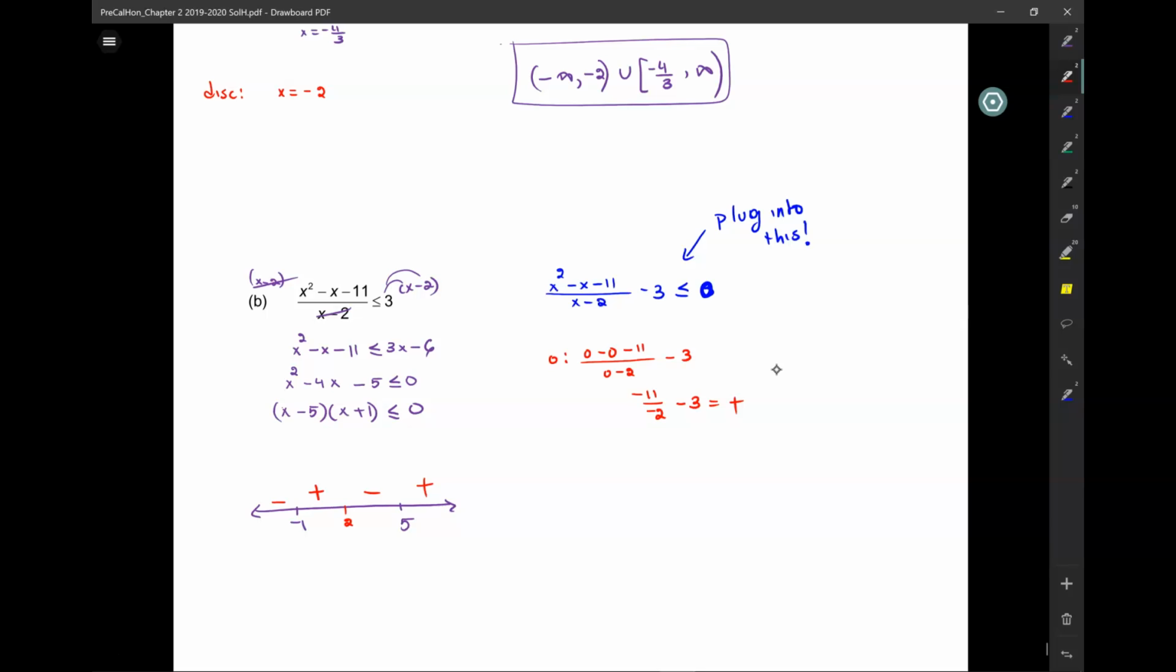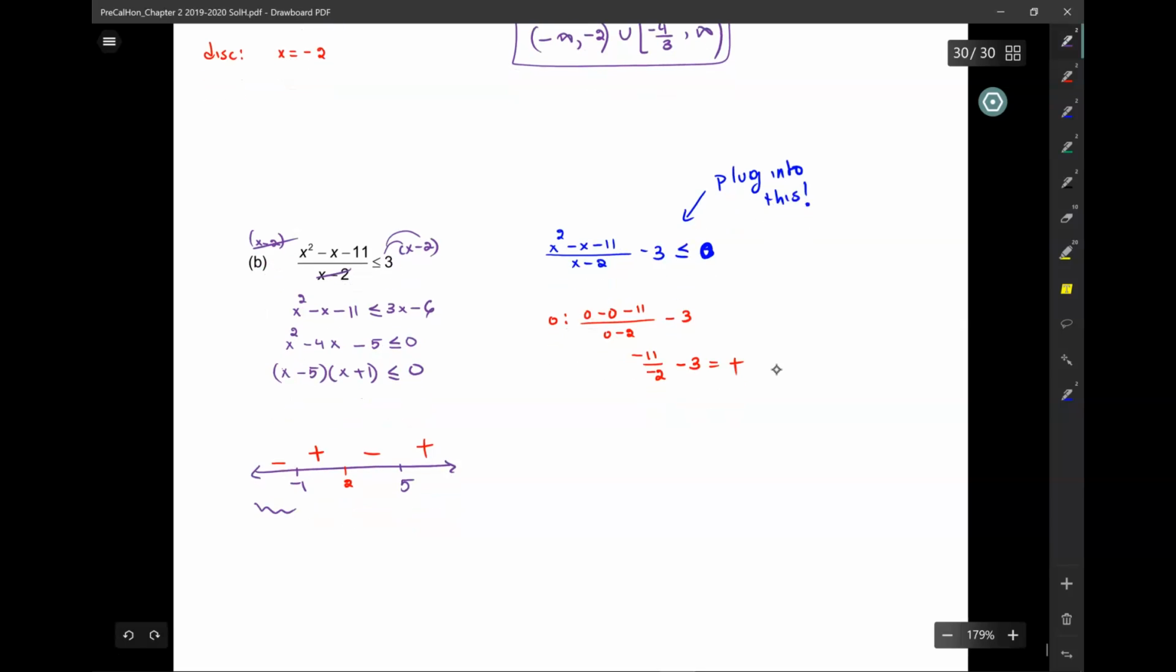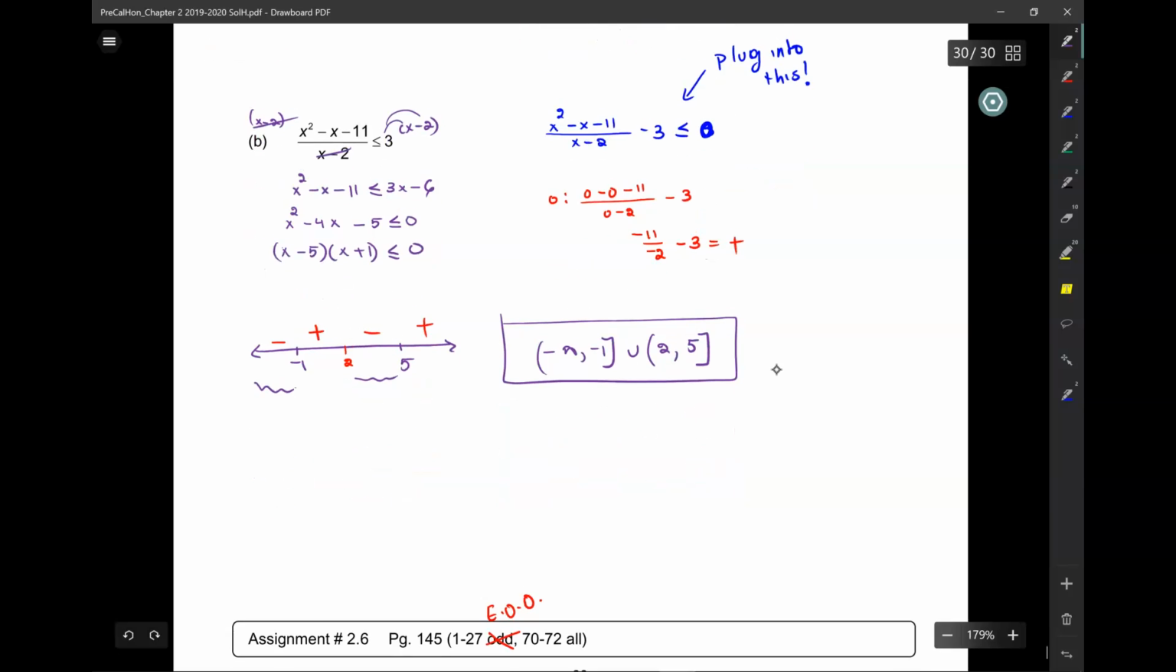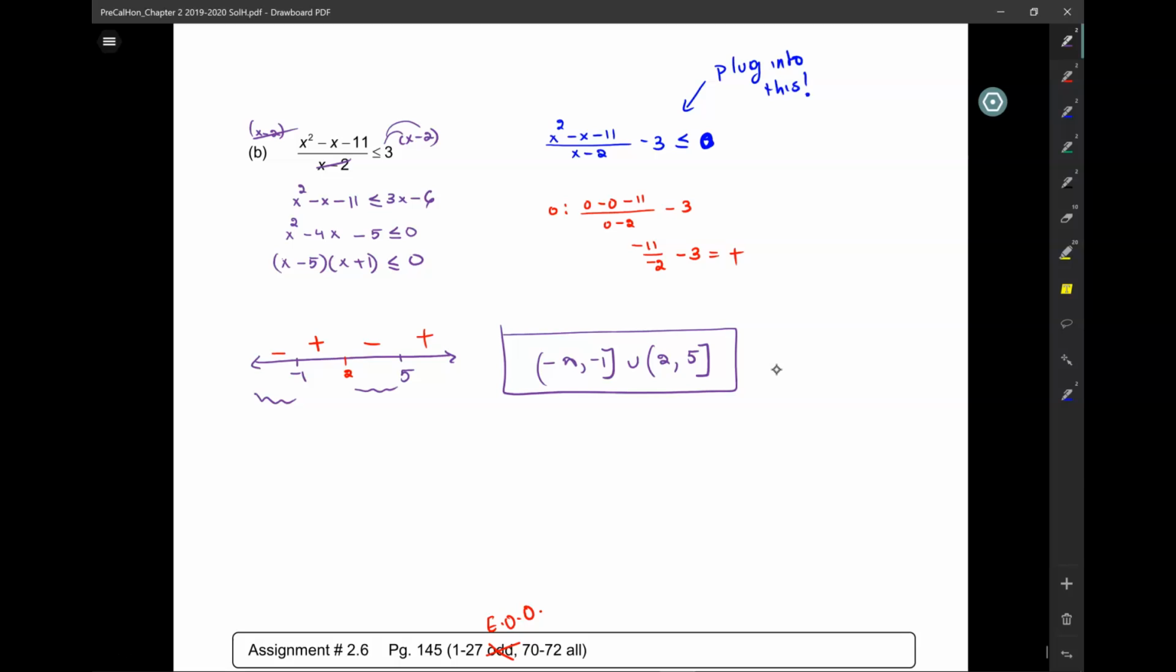We want the negative regions, so here and here. So we have negative infinity to negative 1, closed bracket, union, 2 to 5, closed or open? Open, then closed. Okay?